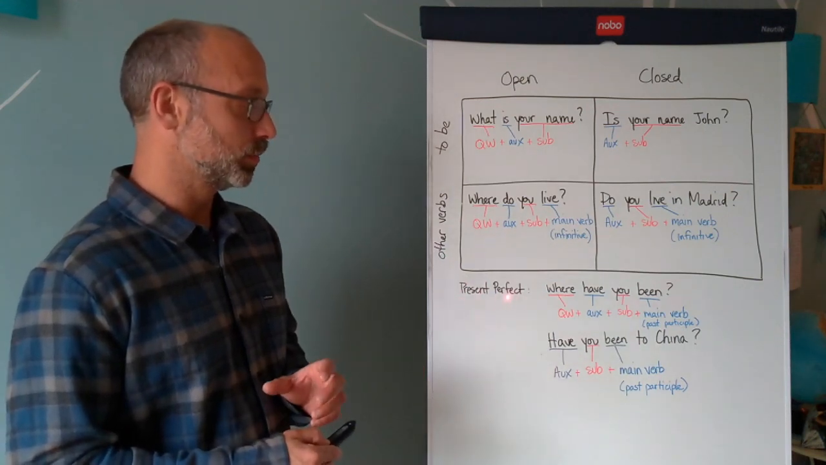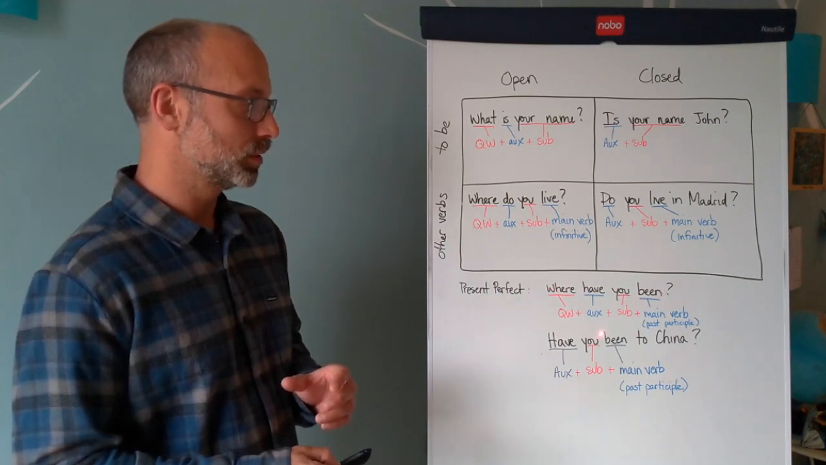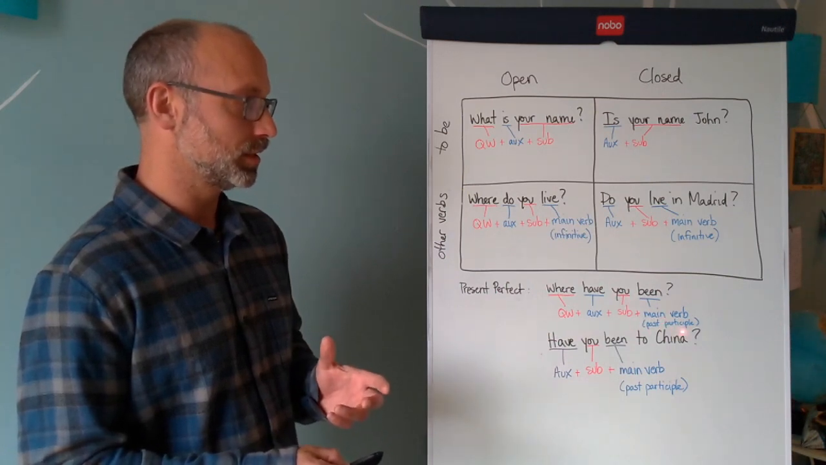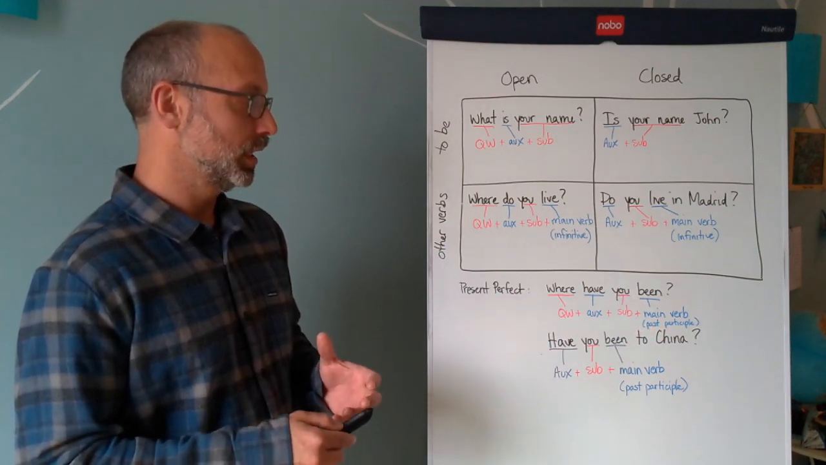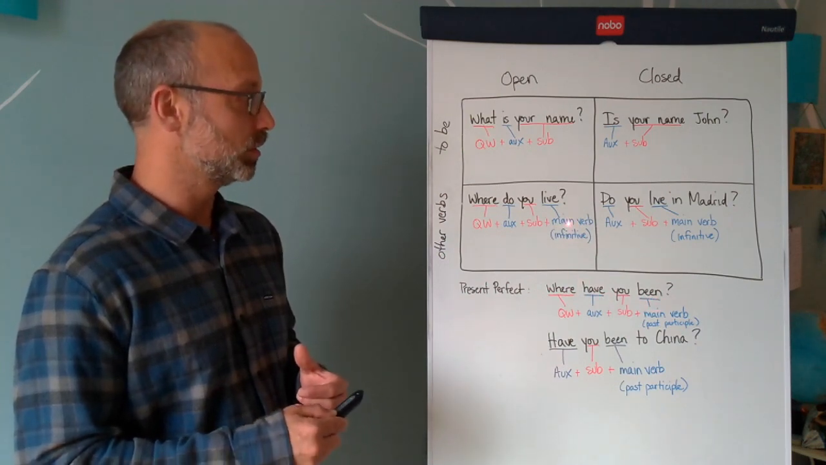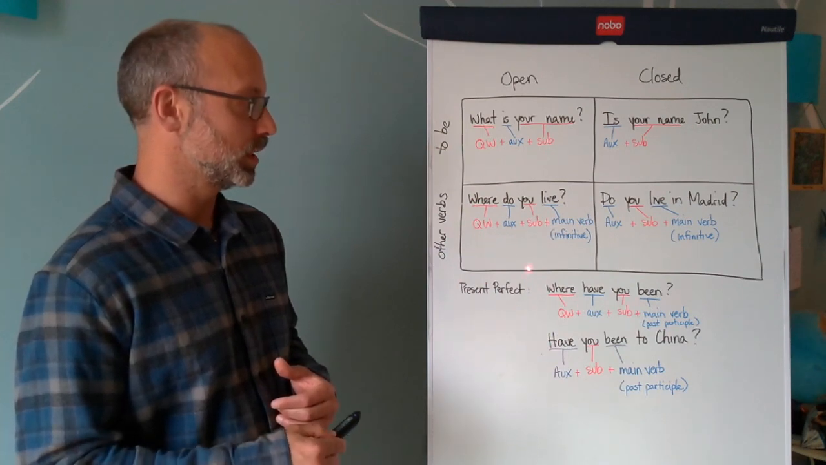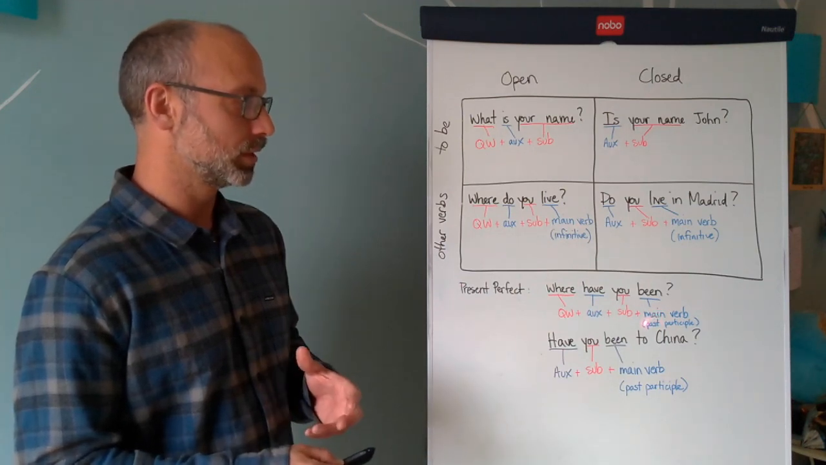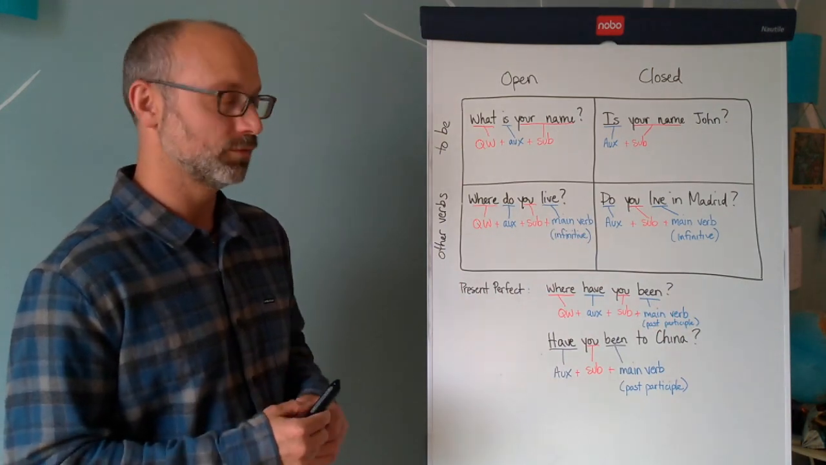In this example, we have the present perfect. Where have you been? So we have the question word, auxiliary, subject, and main verb. In this case, it's in the past participle, because we're talking about the present perfect. So in this example, where have you been? We have an open question. And if you compare it to this, you'll see that the structure is exactly the same. Question word, auxiliary, subject, main verb. The only thing that changes is the form of this main verb. Here we have the past participle, and here we have the infinitive.